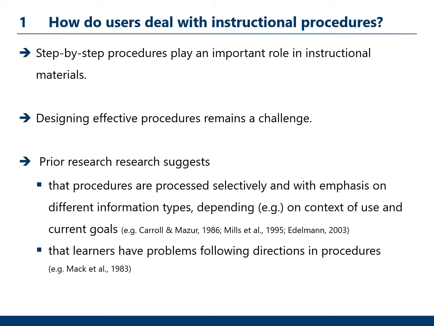First, users process procedures very selectively and often partially. They attend to certain parts of a procedure but skip others, with what they attend to and what they skip varying depending on factors such as goals they pursue and context of use. And perhaps related to that, users sometimes have problems following directions given in a procedure. All this was already observed in the by now classical studies by John Carroll and colleagues and confirmed and extended by many studies later on.